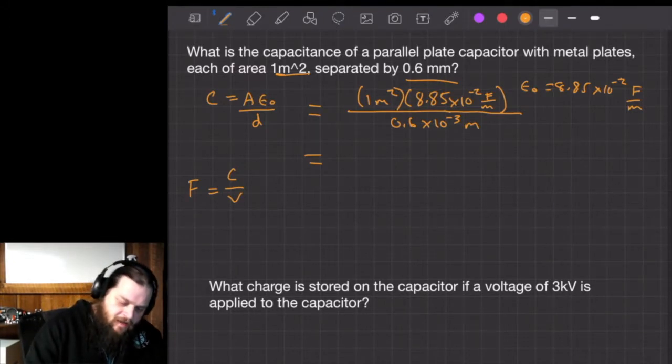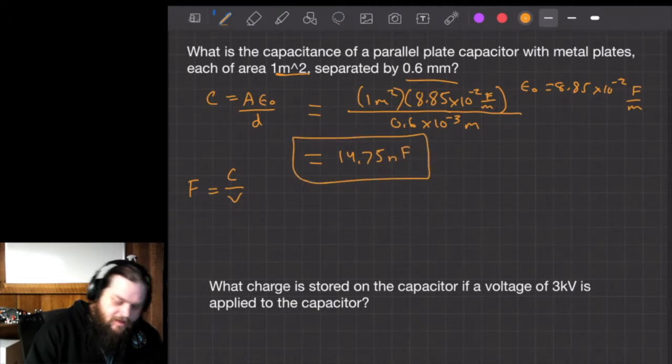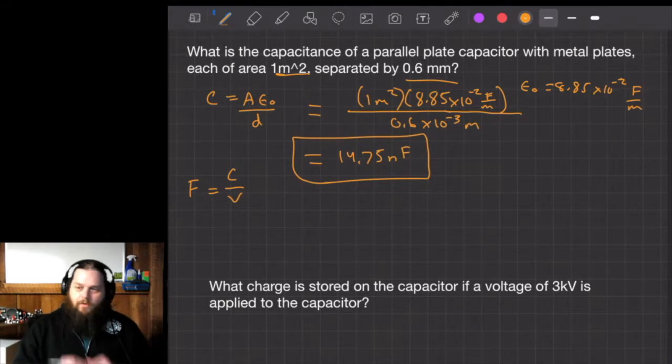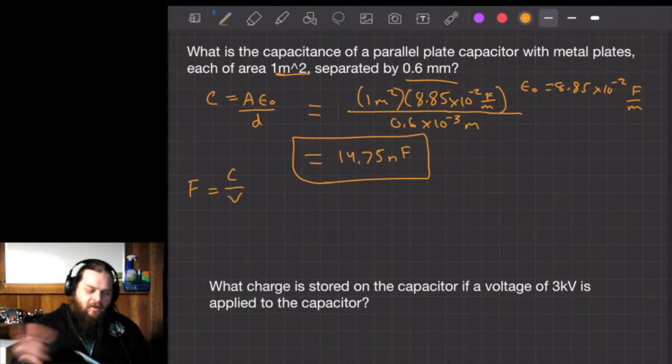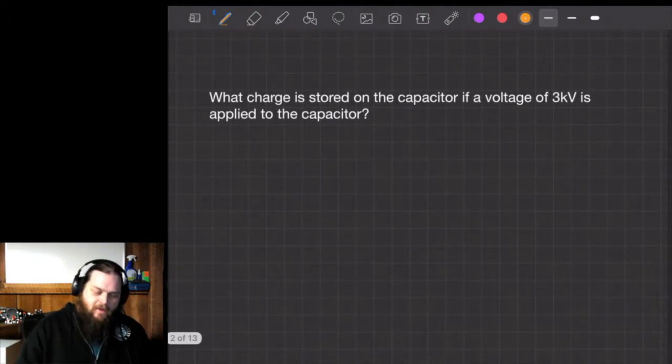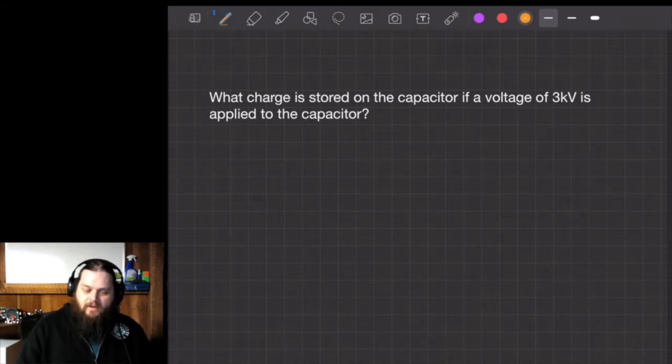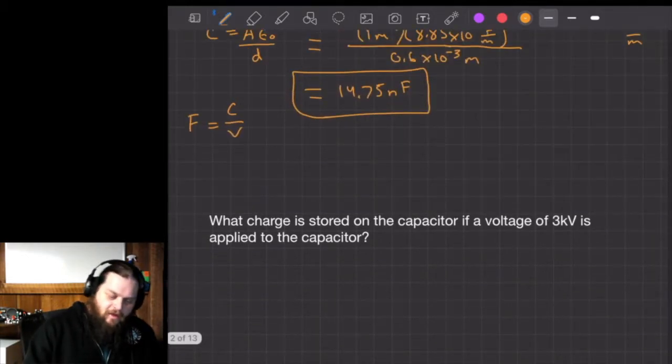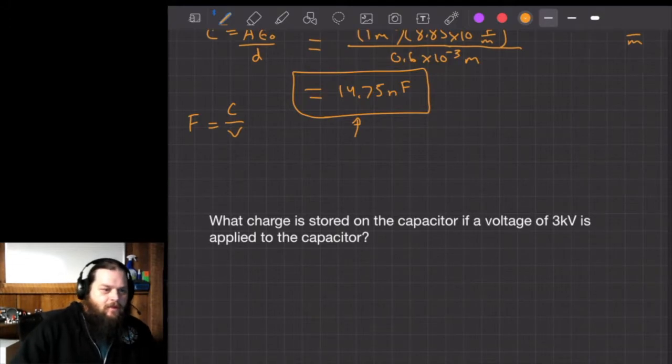So this is going to be equal to 14.75 nanofarad. And that's a simple calculation that we can do for capacitance, taking the area times epsilon naught, dividing it by the distance. So we might ask, what charge is stored on the capacitor if the voltage is 3 kilovolts? So I mean, that's 3,000 volts applied to this capacitor. So we know that the capacitance is 14.75 nanofarad.